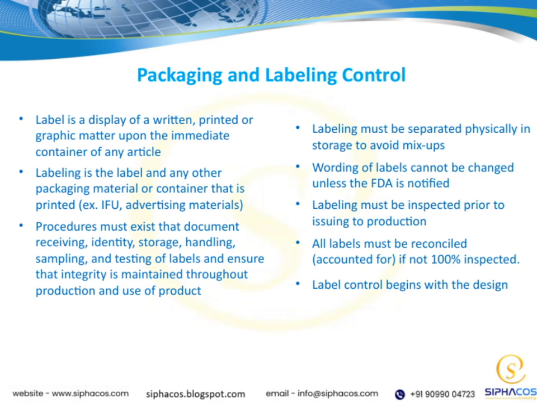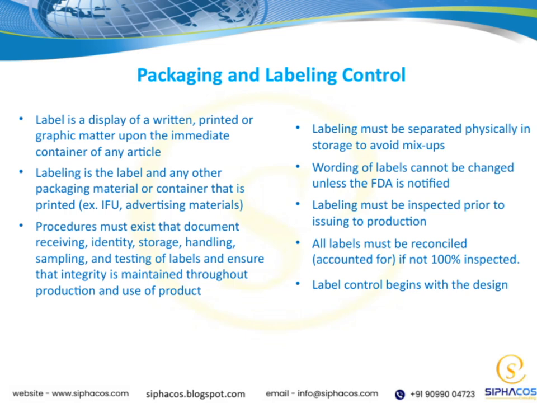Before labels are issued to production, they must be inspected thoroughly. This step is crucial to catch any errors early on. And if we haven't inspected 100% of the labels, we need to reconcile them, meaning we must account for all labels to ensure none are missing or unaccounted for.